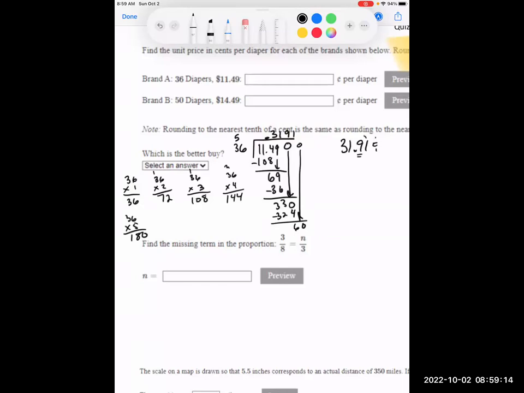Because I want to round to the nearest 1/10 cent, that is the number that is the 1/10 cent. The one next to it tells me that that 9 is going to stay the same. So for brand A, it's 31.9 cents.